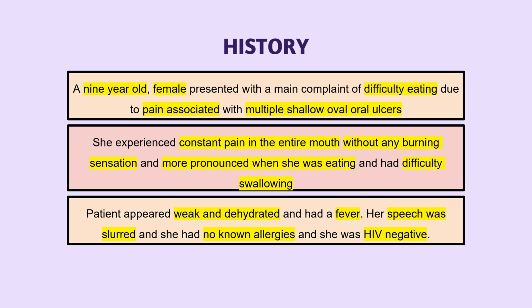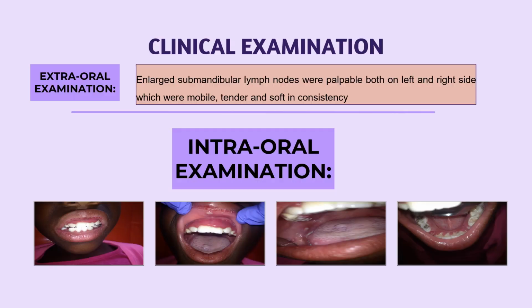The patient is a 9-year-old female, presented with the main complaint of difficulty in eating because of pain associated with multiple shallow oval ulcers. She experienced constant pain in the entire mouth without burning sensation, and the pain increased when she was eating, with difficulty in swallowing. She also appeared weak and dehydrated, and presented with fever. Her speech was slurred, and the medical history shows that she does not have allergies and tested HIV negative.